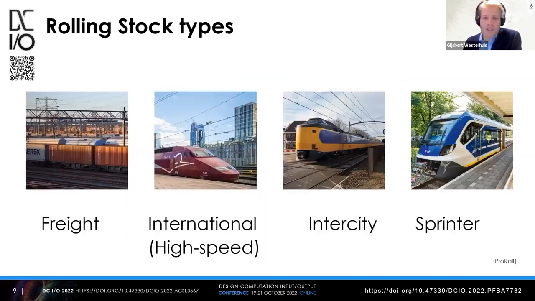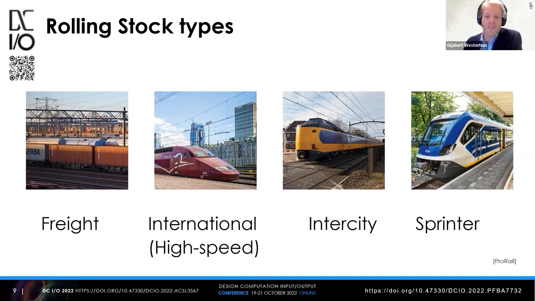Apart from the infrastructure, you have different rolling stock types, each with their impact on the timetable. And you have freight, international or high-speed travel, intercities, and sprinters. The main difference between intercities and sprinters is that sprinters stop at each station, and intercities go from city to city, so not between towns.